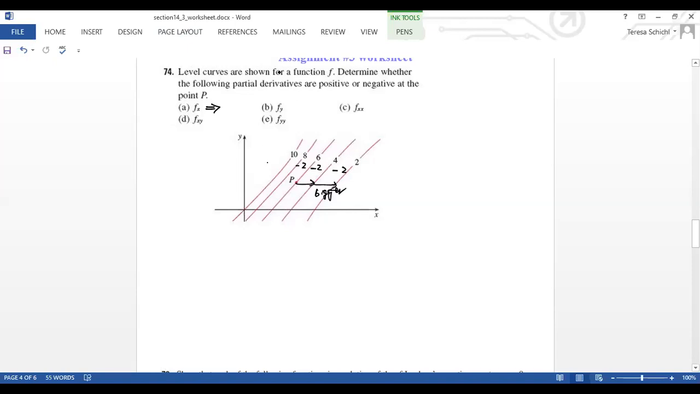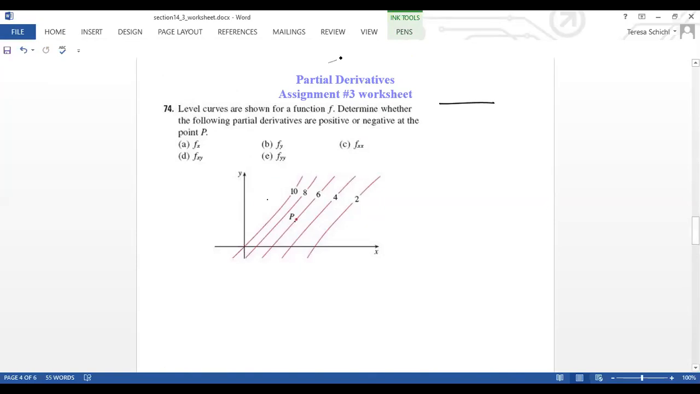Okay, so here you change from negative 2 to 4 to 6. Sorry for that, I got confused by the f_xx here. I'm jumping to the next one. So for f of x, if we fix y, then we know f is going down. Just like in Calculus 1, we know that if a function is decreasing, then the derivative will be negative.